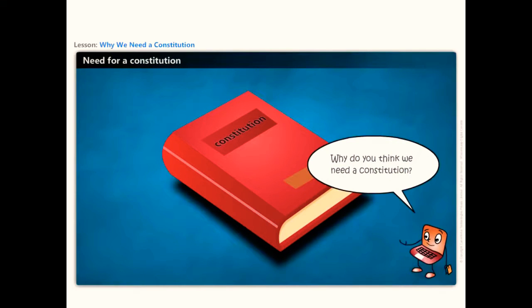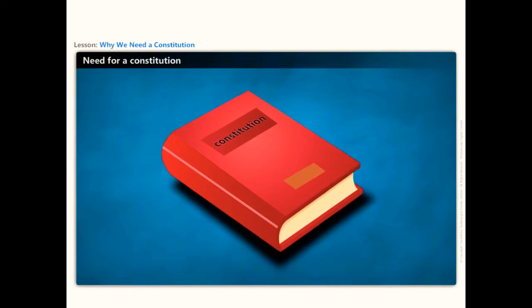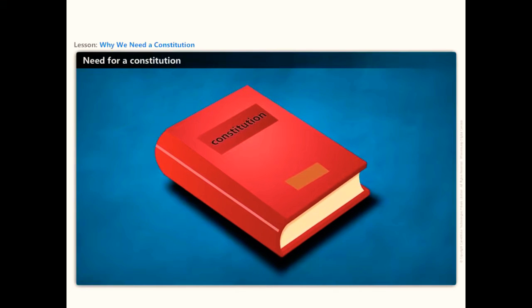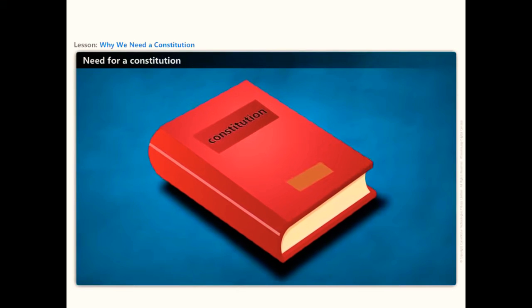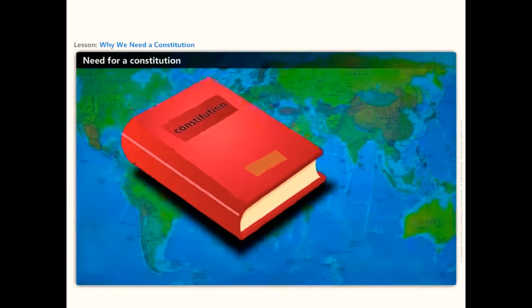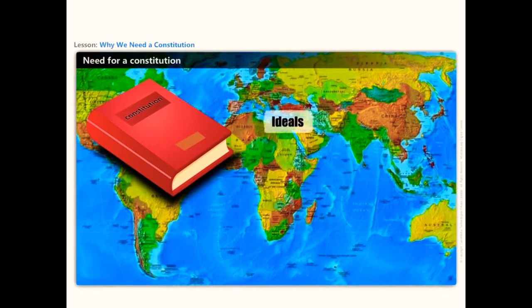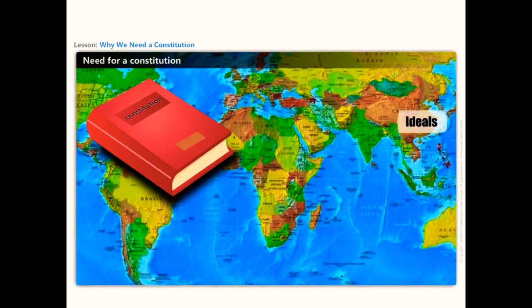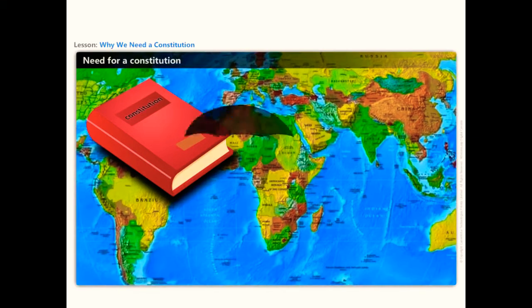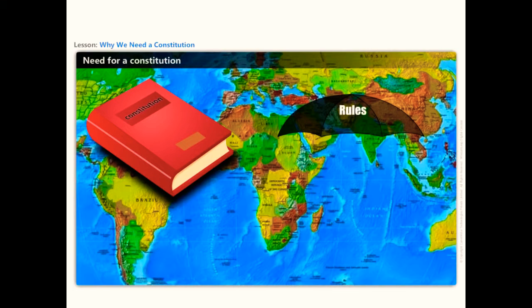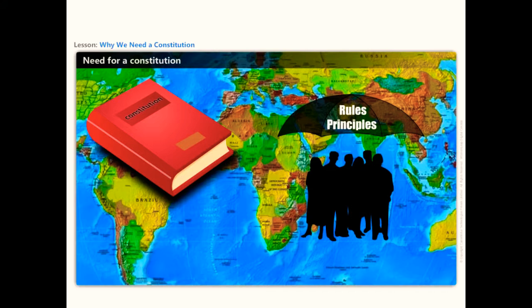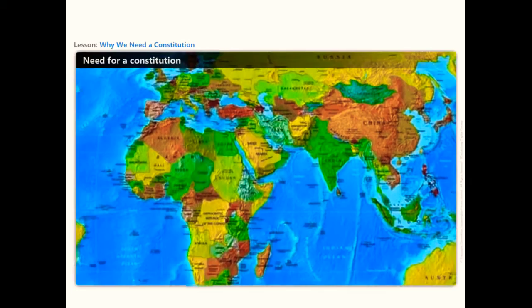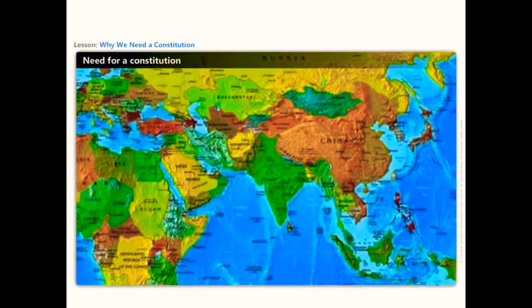Why do you think we need a constitution? The constitution serves several purposes. Let us look at them one by one. The constitution lays out certain ideals that form the basis of the kind of country that we as citizens aspire to live in. A constitution serves as a set of rules and principles that the entire population in a country can agree upon. Let us understand it with an example of our neighboring country, Nepal.